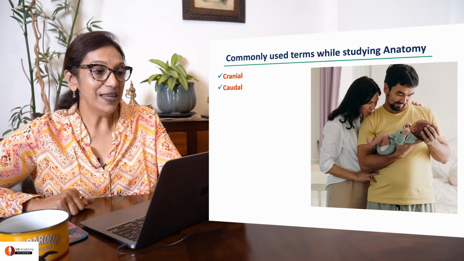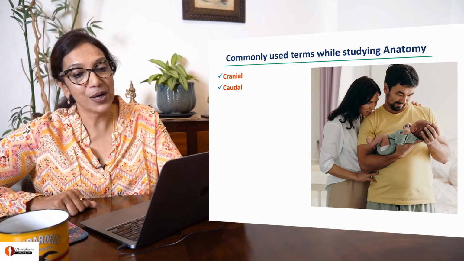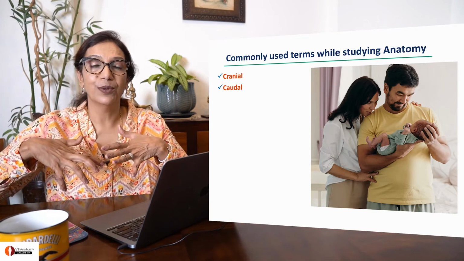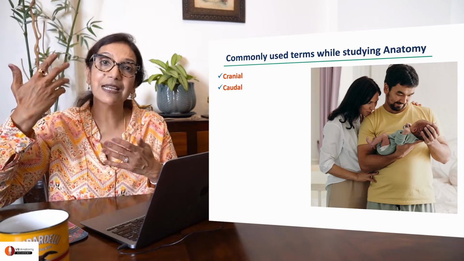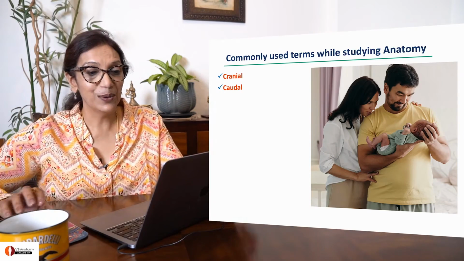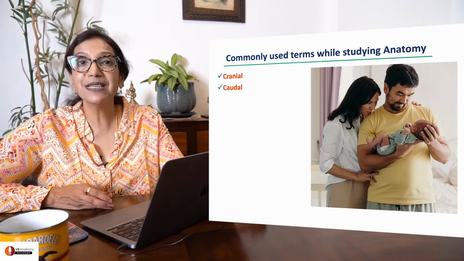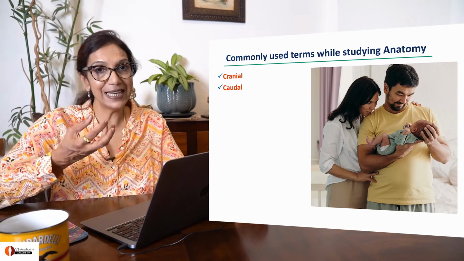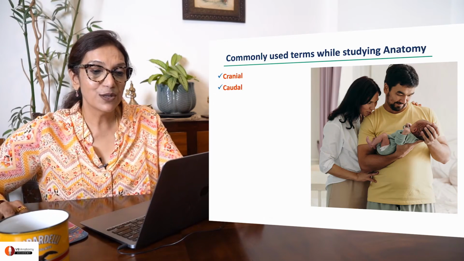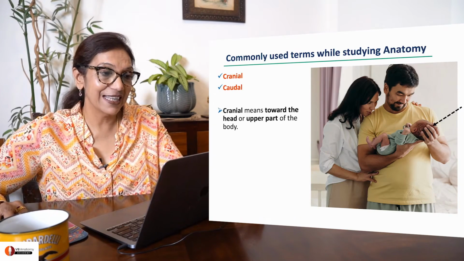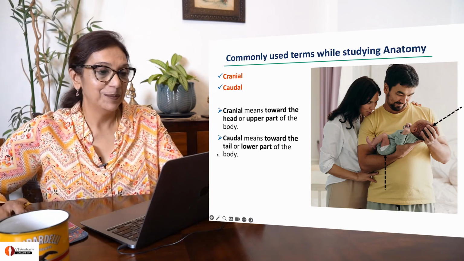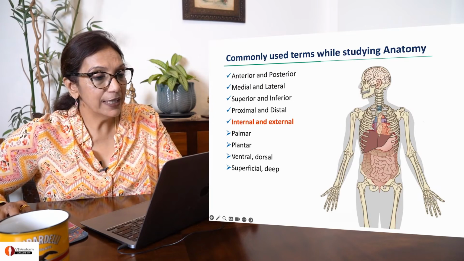So here's a baby and we're talking about cranial and caudal. Cranial and caudal are terms related to the torso. Anything closer to the head is cranial. Anything closer to your tail is caudal. Actually we as humans have lost our tail. But that tail end of your back is caudal. So this is cranial. This is caudal. Got it? Right. Internal and external.